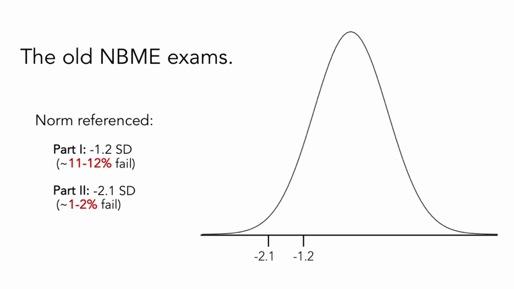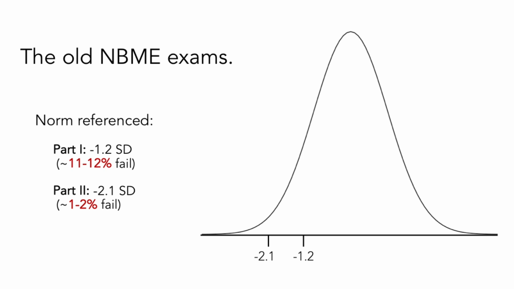And what that meant was that the pass or fail standard was entirely dependent on where you fell on the bell curve. So to pass part one, the forefather of the step one exam, you had to have a score that fell above 1.2 standard deviations below the mean. You had to be above about the 11th or 12th percentile. And that meant, of course, that around 11 or 12% of test takers every year failed the part one exam.